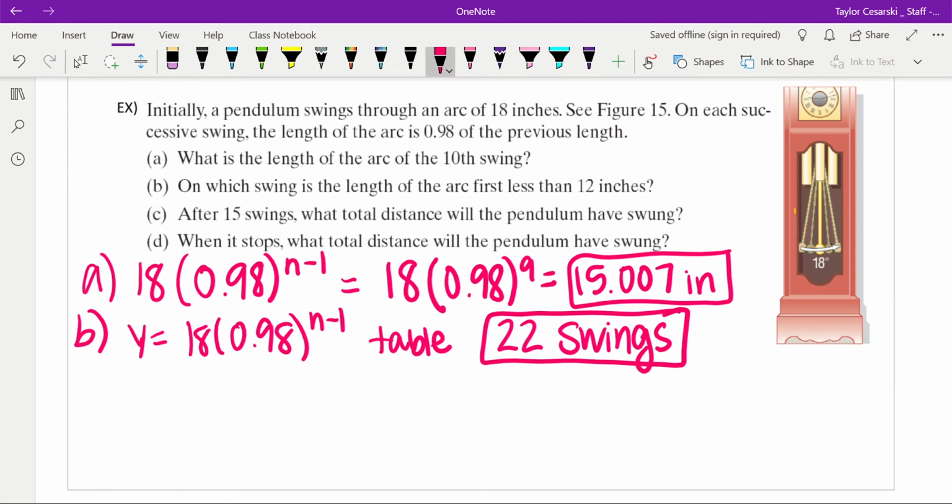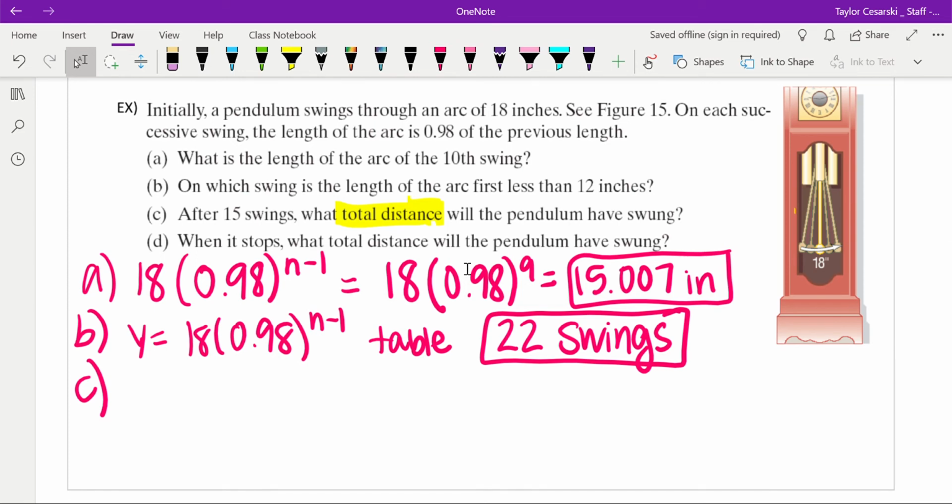Okay. So after 15 swings, what is the total distance? So we need to emphasize here that it's talking about the total distance that the pendulum will have swung. Okay, so when we're talking about total distance, we're talking about the sum. We're not just plugging in 15, we're talking about a summation here. And again, there's a couple ways you can do this. You can use that formula, or you can use the summation in your calculator.